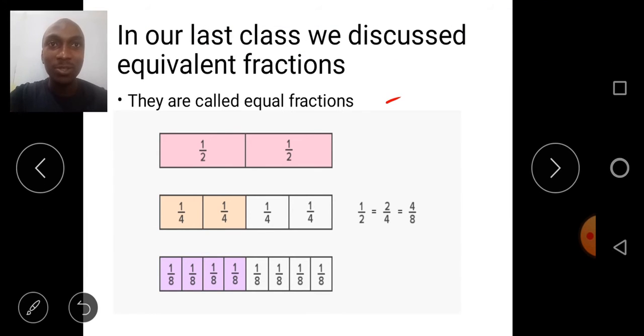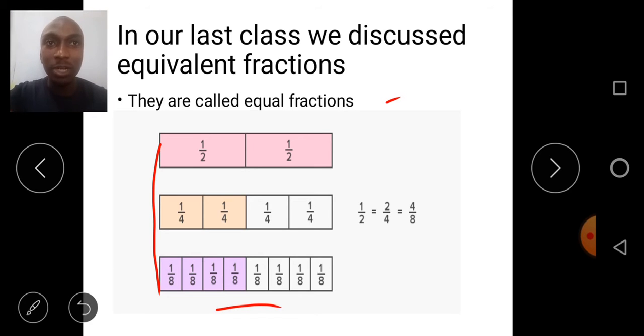So I want you to observe this. I gave you last week. You discover that all these strips are what? Of equal length. They are the same, but they are divided in different ways. The first one was divided into two. So we have 1 over 2. That's 1 out of 2 parts. The second one was divided into 4. So we have 1 over 4, 1 over 4. And the third one is divided into 8 parts. So we have 1 over 8, 1 over 8, 1 over 8.